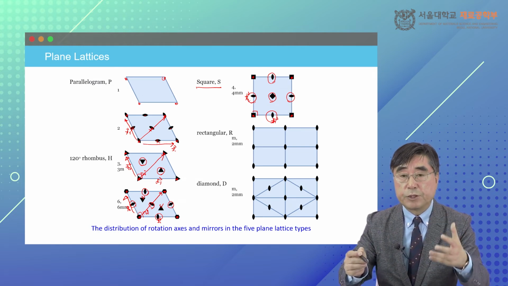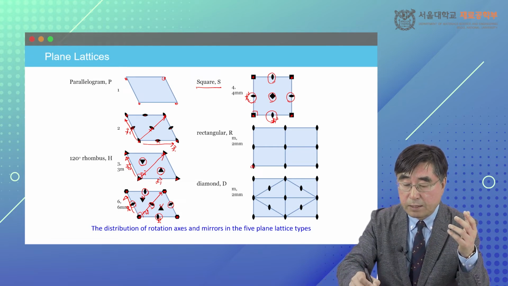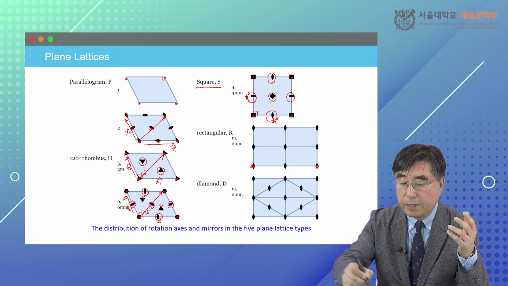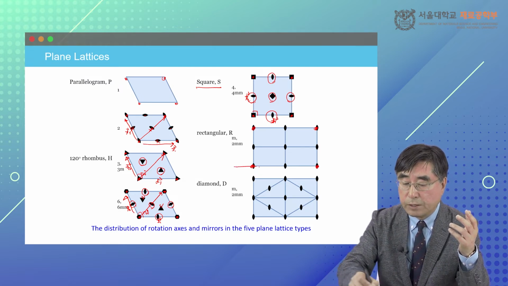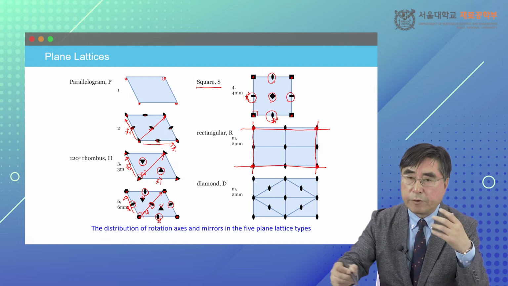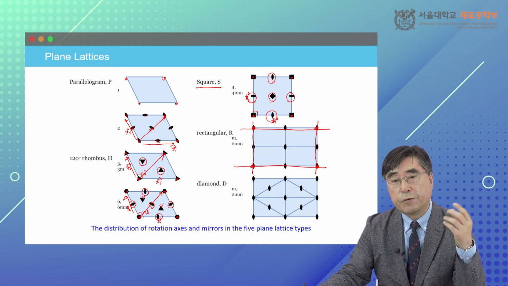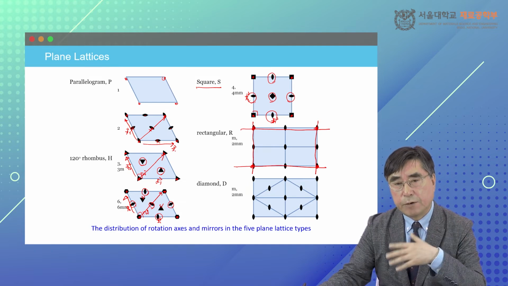And I also mentioned that based on mirror plane symmetry, the rectangular plane net is developed. So the lattice points are here, here, and in this case we put a mirror plane here, and of course we put a perpendicular mirror plane here. And when two perpendicular mirror planes intersect, then two-fold symmetry is developed, which I will explain to you later.